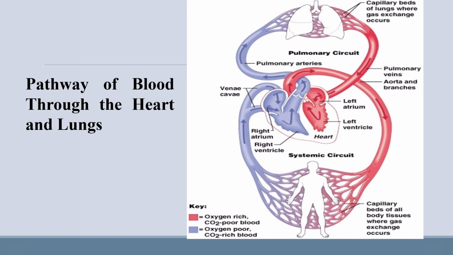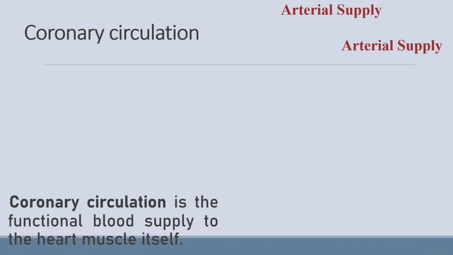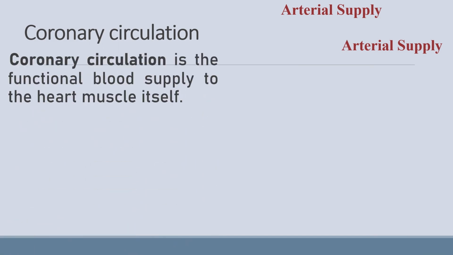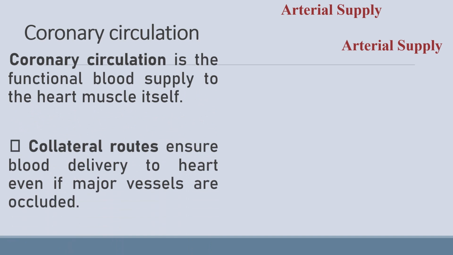Have you ever learned about the coronary circulation? Coronary circulation is the functional blood supply to the heart muscle itself. Collateral routes ensure blood delivery to the heart even if major vessels are occluded.